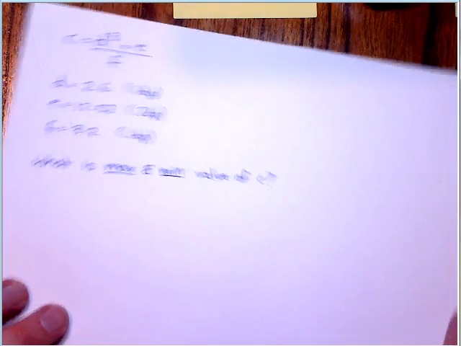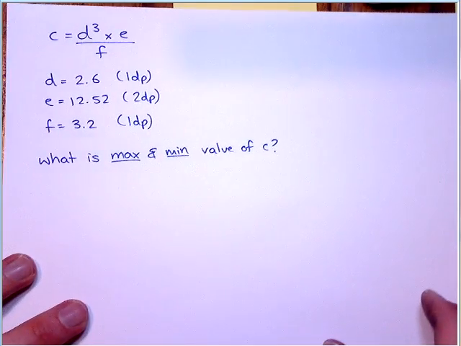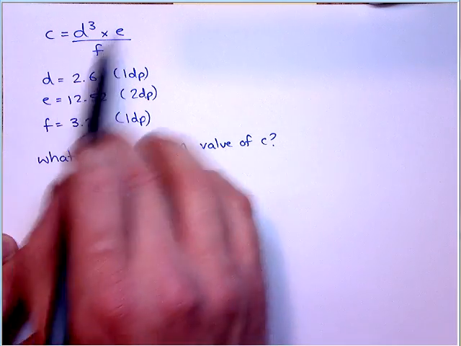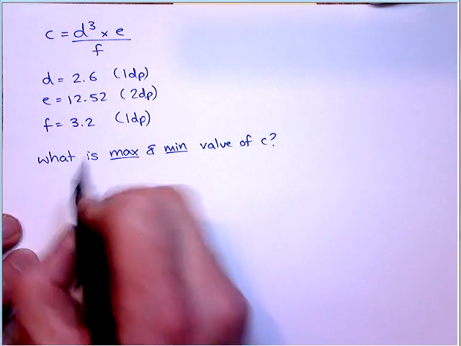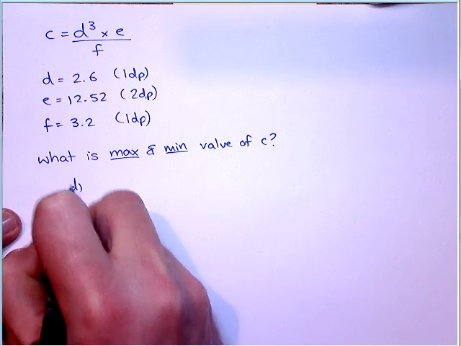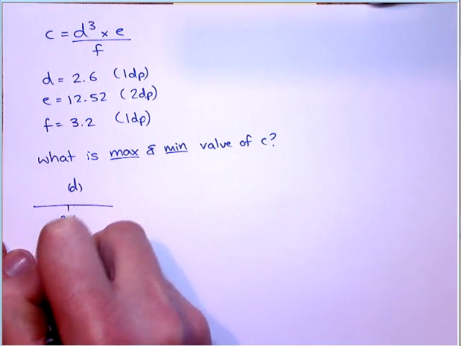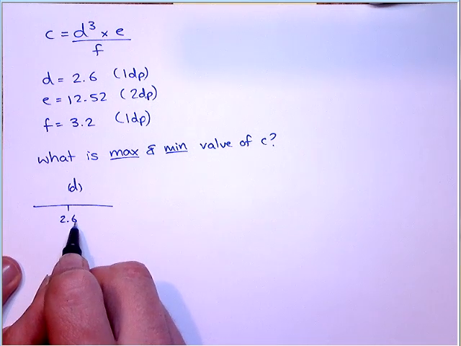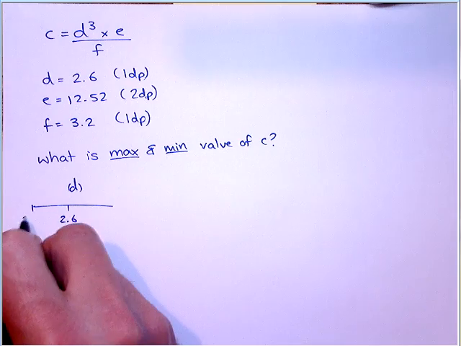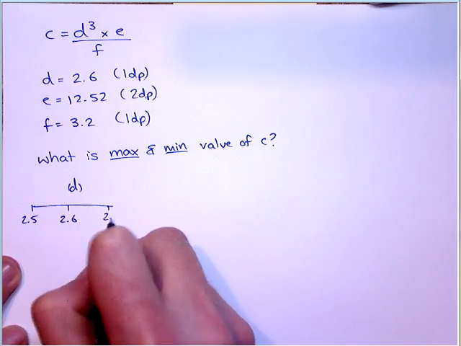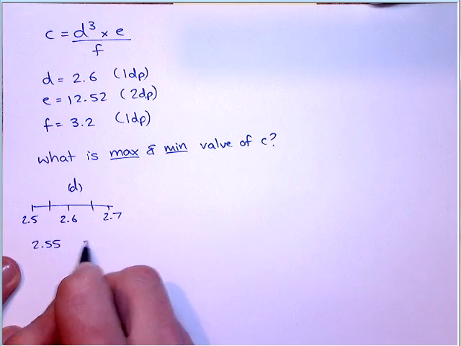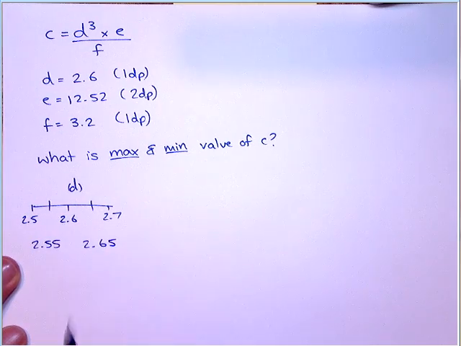Now let's look at a slightly more challenging one. So this is a tough question. It looks complicated, and we've got three different things we're going to need to round. So let's start off with D. So D, we're told, is 2.6 to 1 decimal place. So I need to increase and decrease this value by 0.05. Lower bound and upper bound, so we've got 2.55 and 2.65.